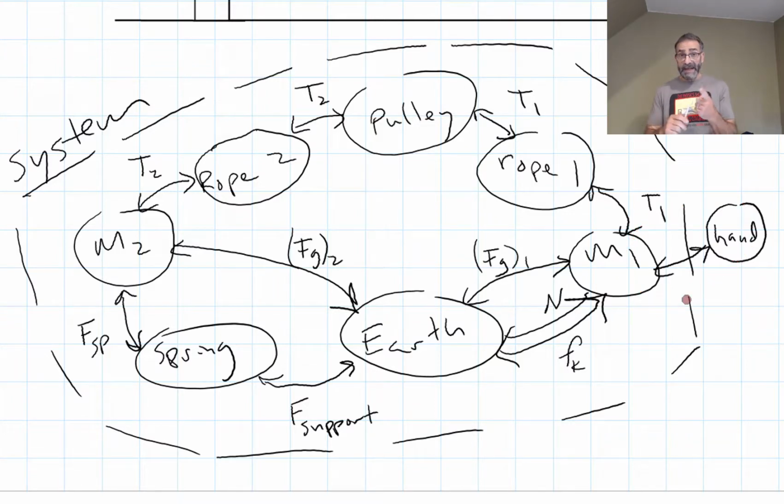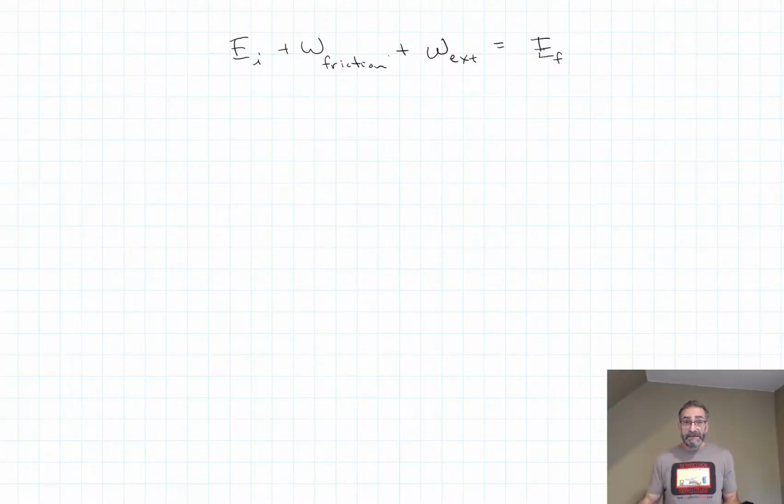So I'm going to have one external force doing work, and I'm going to have gravitational potential energy for my two masses because I've included the earth, and I'm going to have spring potential energy because I've included the spring in my system. So let's write out our energy equation. My initial mechanical energy plus the work done by friction plus the work done by external forces is equal to my final mechanical energy.